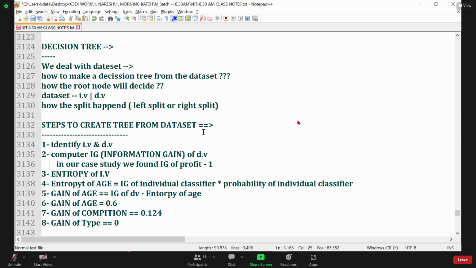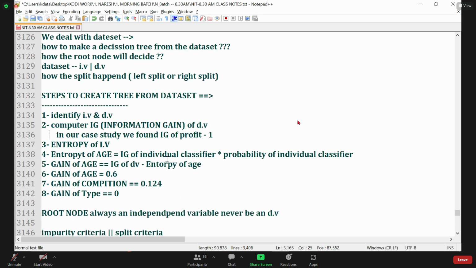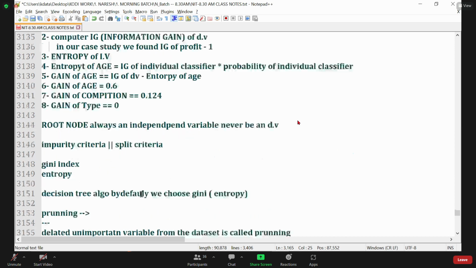And here, yesterday we discussed the steps to create a tree from the data set. The first thing is to identify the dependent and independent variables. Then we compute entropy, then the entropy of the attributes, and then the information gain. So is the root node always an independent or dependent variable? Always an independent variable, okay? And we also discussed what is purity split and what's meant by impurity split. And we split the tree using two techniques. One is Gini index and another one is entropy.